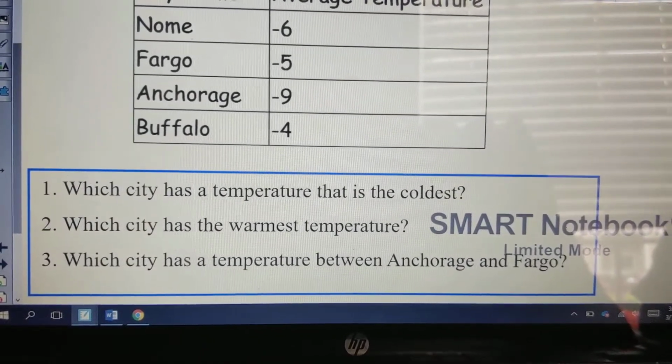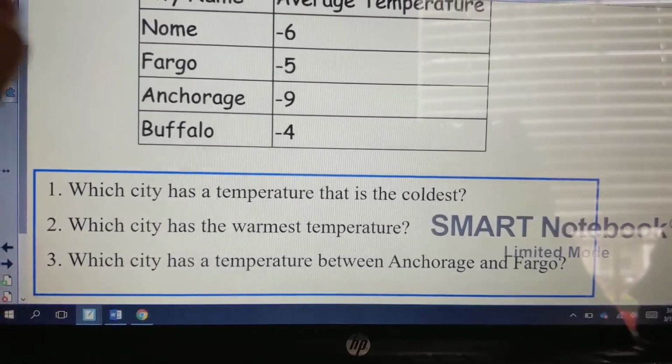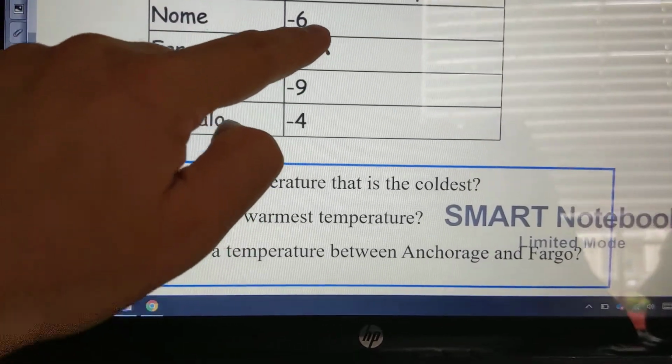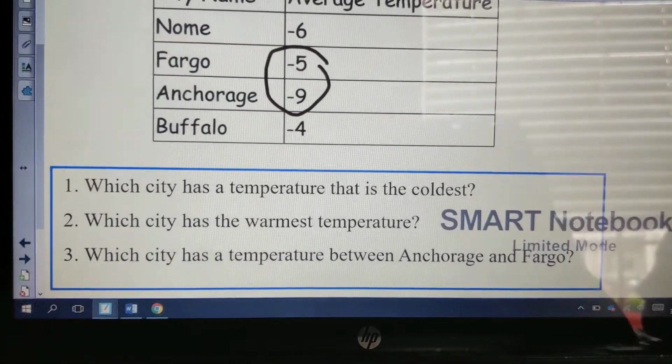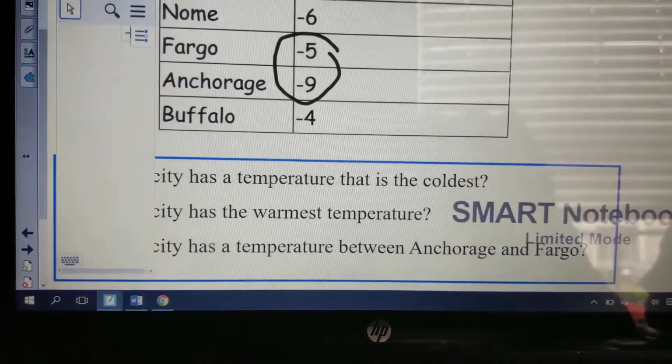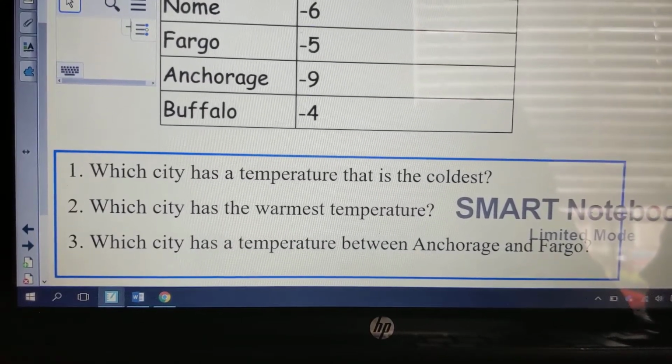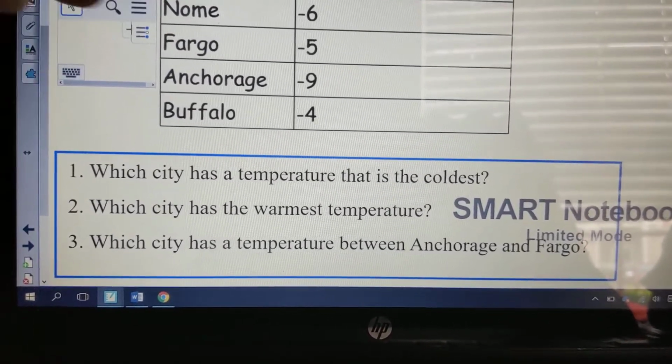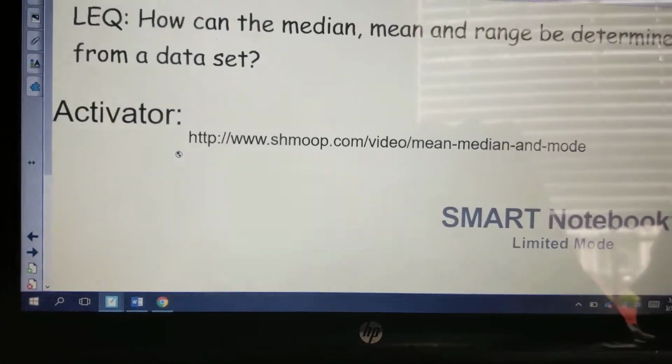And which city has a temperature between Anchorage and Fargo? Well, Anchorage is negative 9. Fargo is negative 5. So we would have to have something in between negative 9 and negative 5, which would have to be Nome at negative 6.